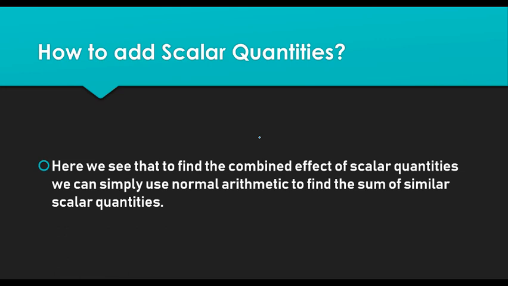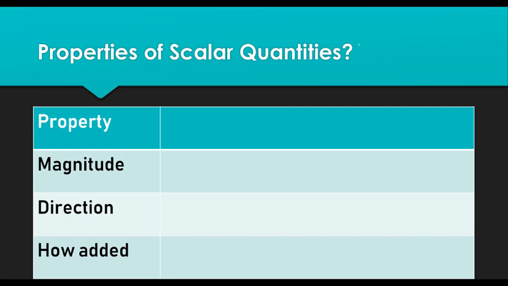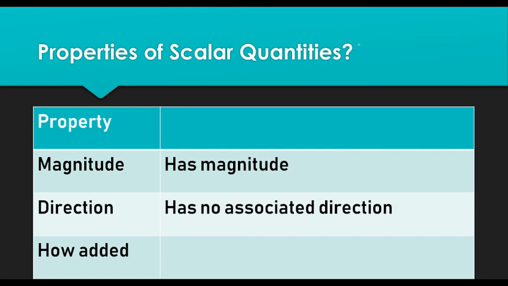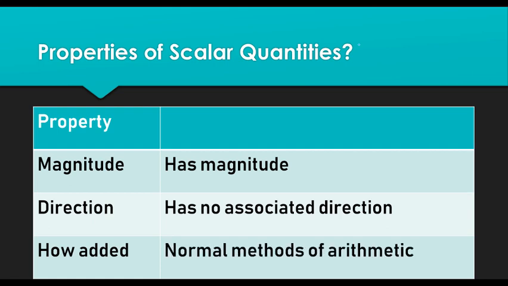So again, in the example before, where we had the 10 kilogram mass, we could have simply added the 5 kilogram mass, and then we'll get 15 kilograms. So we just use methods of simple arithmetic to find the combined effect of scalar quantities. So let's talk about some properties of scalar quantities. In terms of magnitude, we already know that a scalar quantity has magnitude. In terms of direction, it has no associated direction. And how scalars are added: we add them using normal methods of arithmetic.